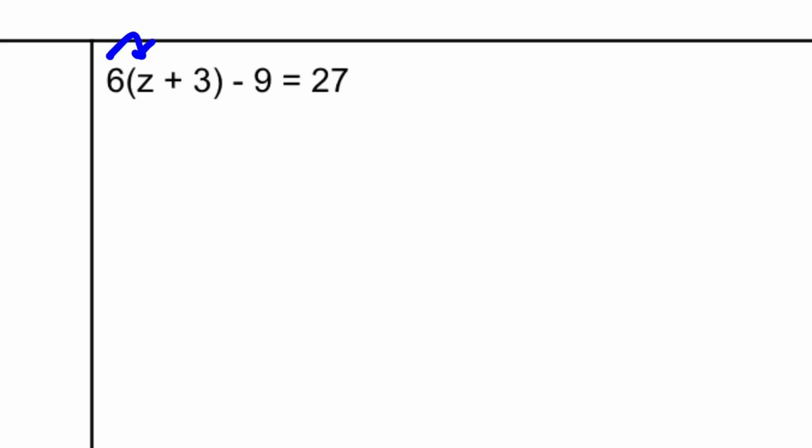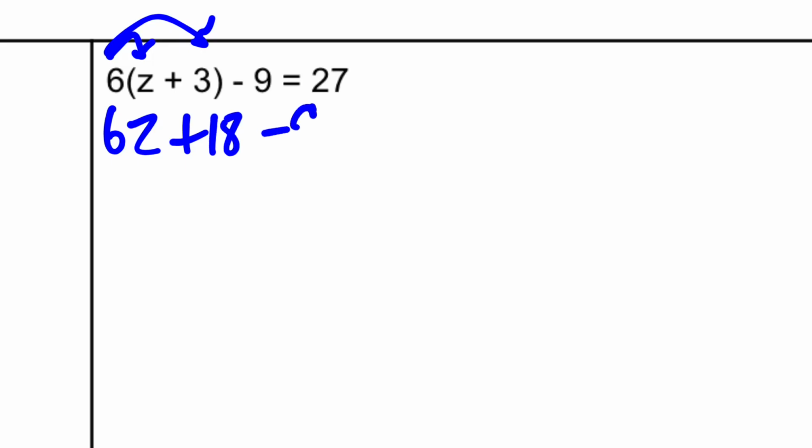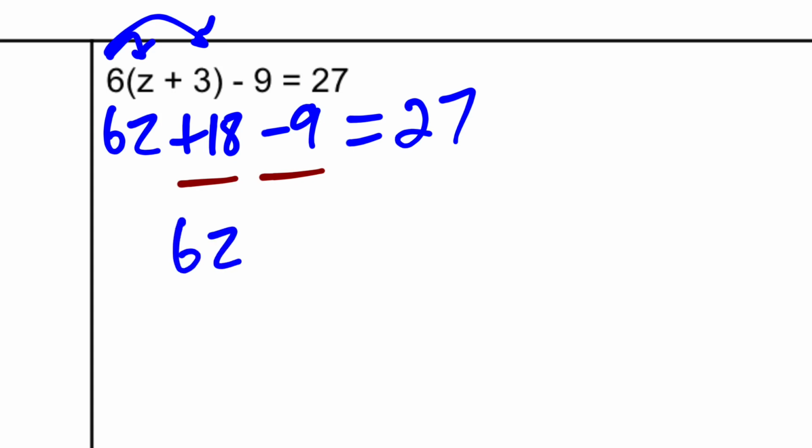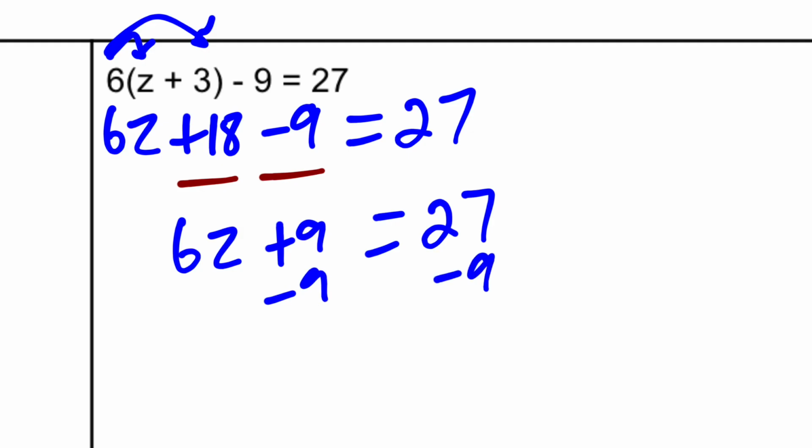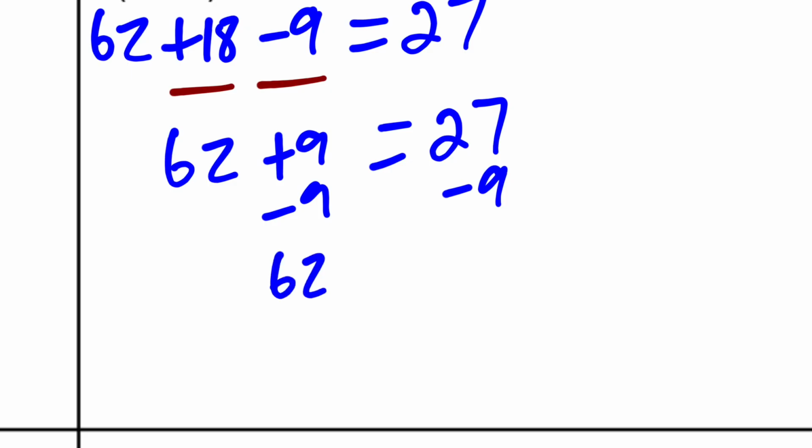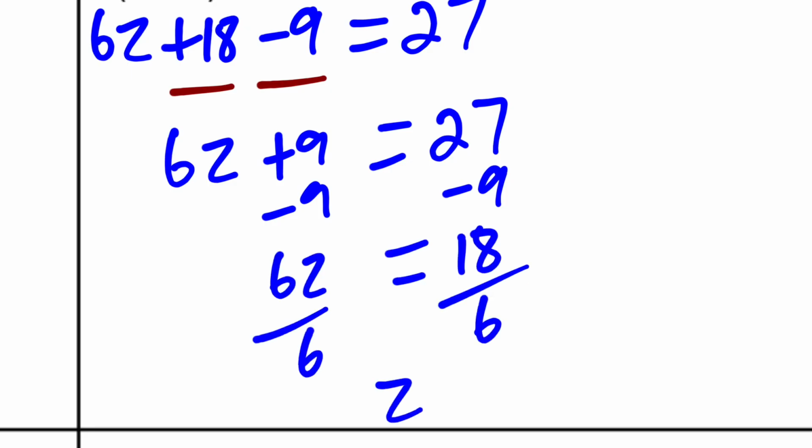First thing I'll do here is distribute. 6z plus 18 minus 9 is equal to 27. The next thing I can do is look for constants that are both on the same side. 18 and minus 9. I can rewrite that as plus 9. And now it's business as usual. It's a two-step equation. I subtract first, and I get that 6z is equal to 18. I divide by 6, and I get that z is equal to 3.